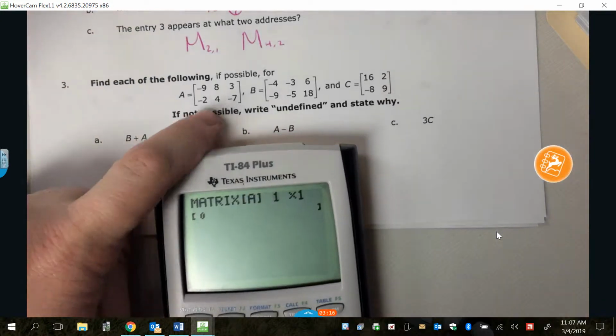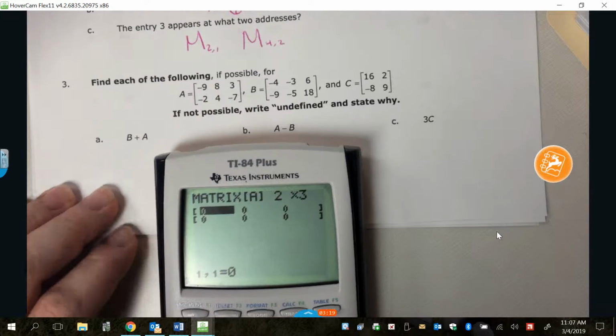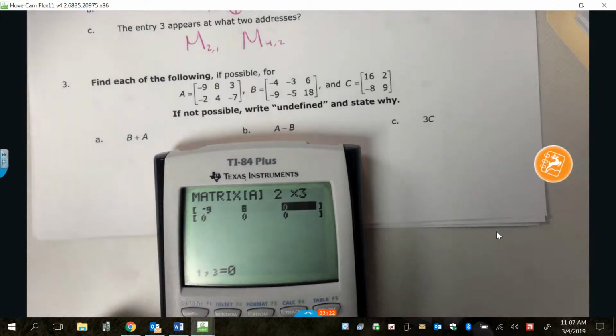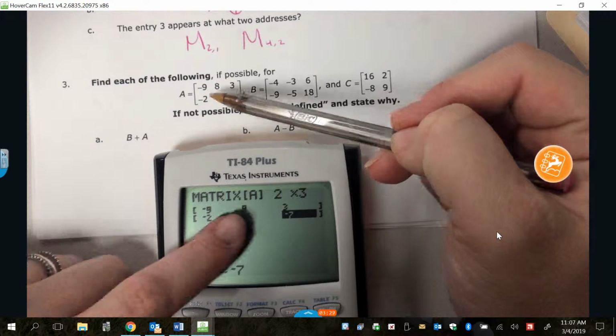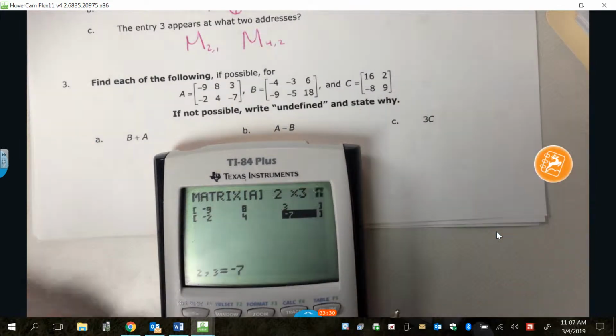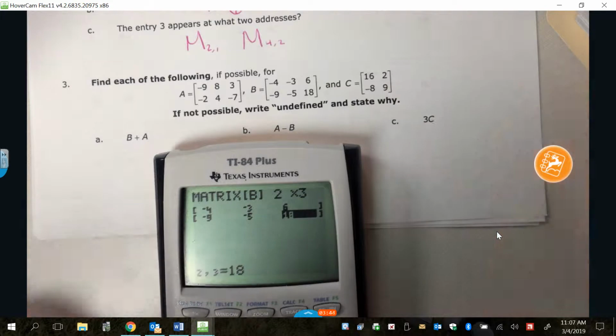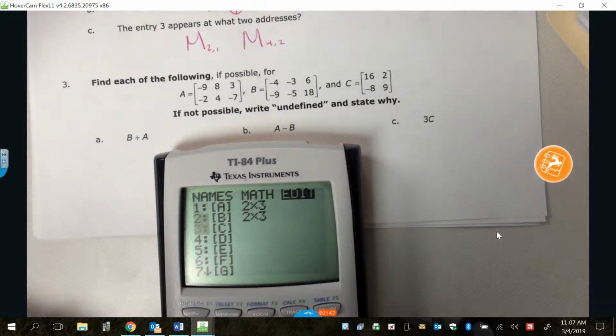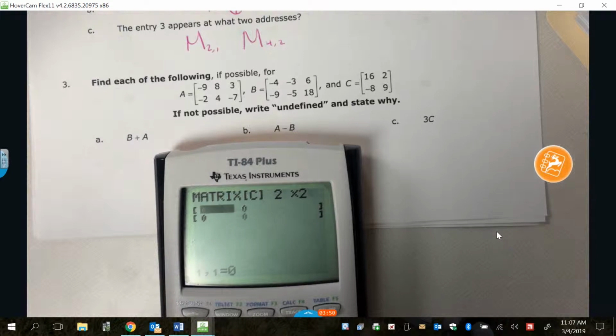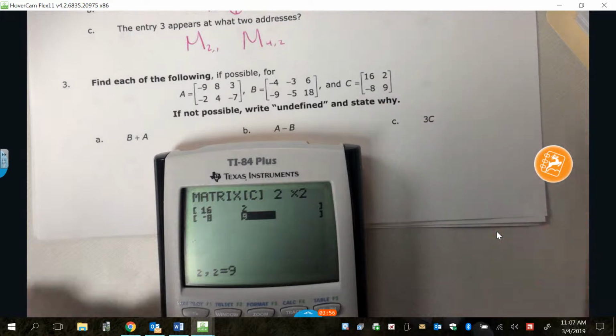So A is a 2 by 3, and negative 9, 8, 3, negative 2, 4, negative 7. Double check it. Back to second matrix. I'm going to do B now. B is also a 2 by 3: negative 4, negative 3, 6, negative 5, 18, negative 9. So that works. Back to second matrix, edit, go to C. C is a 2 by 2: 16, 2, negative 8, 9.